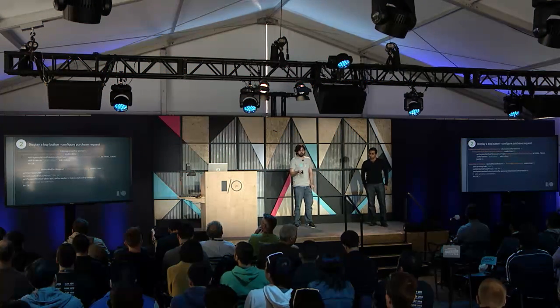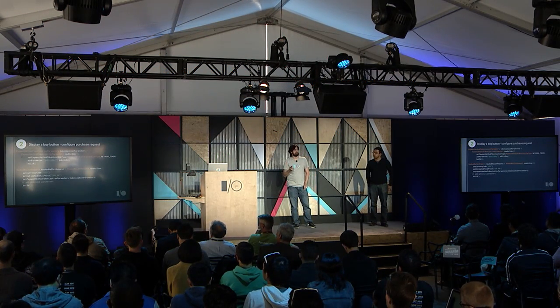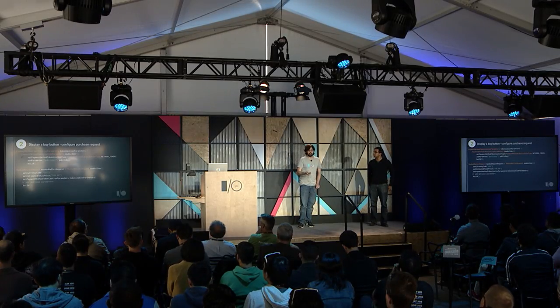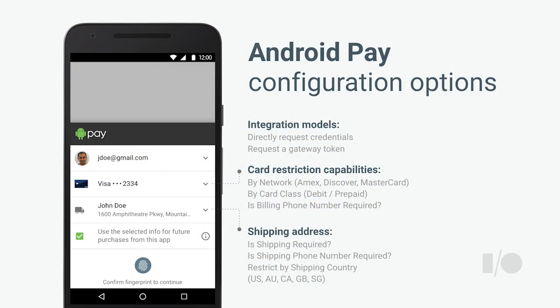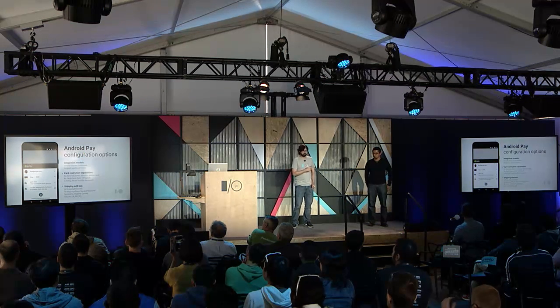Now, besides these three required parameters, there are also some optional parameters that you can use to customize our flow to meet the needs of your app. You can request shipping. You can say if you need a phone number. You can also have us filter out the cards that you don't support. For example, if you don't support prepaid cards, you can specify that in the request. And this provides a highly customizable UI for your flow.